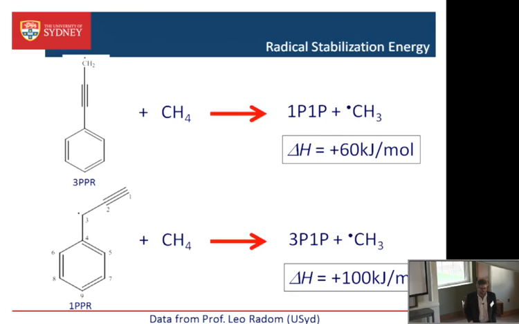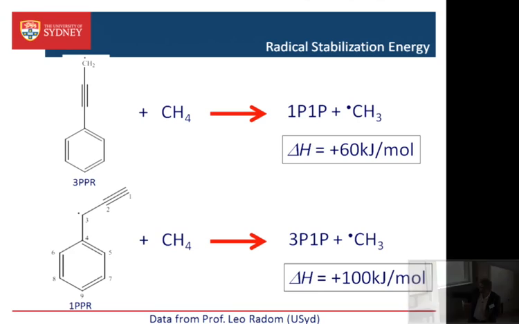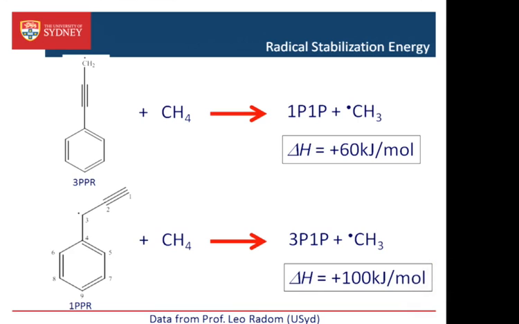And so Leo has actually come up with a scheme to calculate radical stabilization energies, and that's defined in terms of the heat of reaction for the hydrogen transfer between the radical and methane. Right, so what we do is we then define the methyl radical to have zero stability. That's just kind of a reference. And you find that if you react the 3-phenylpropargyl radical with methane, it's uphill by 60 kilojoules per mole. And that's already quite a lot. But the 1-phenylpropargyl radical is uphill by 100 kilojoules per mole.